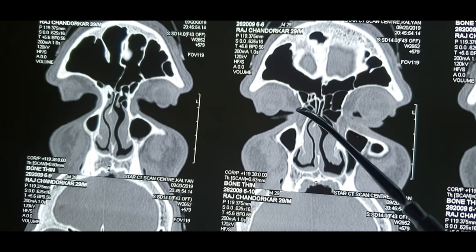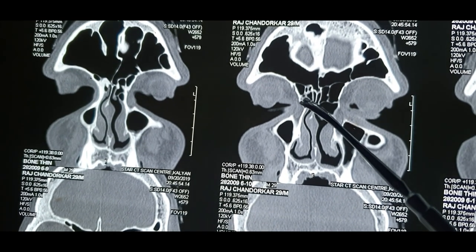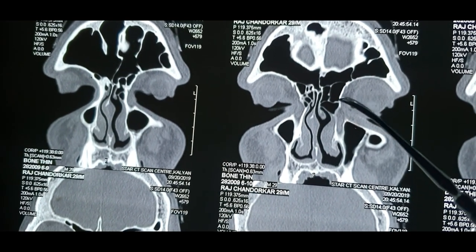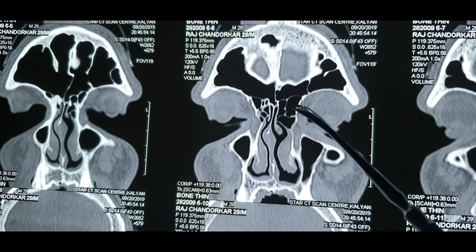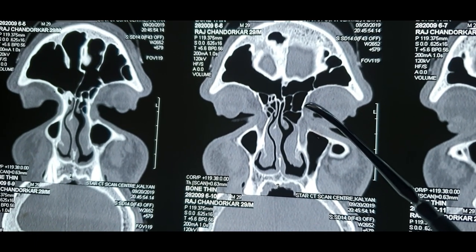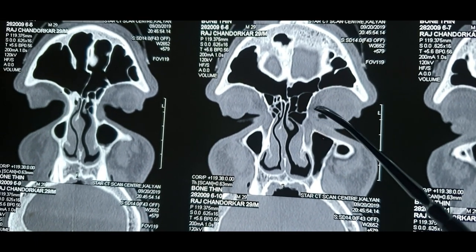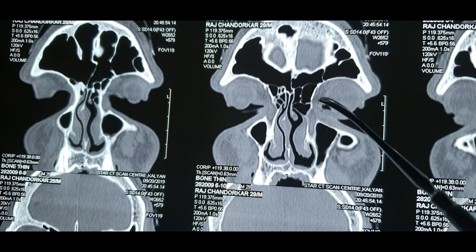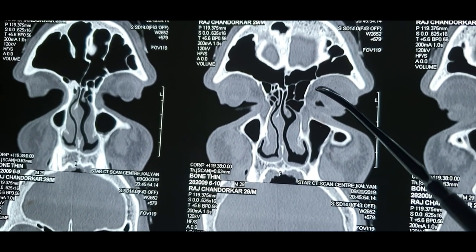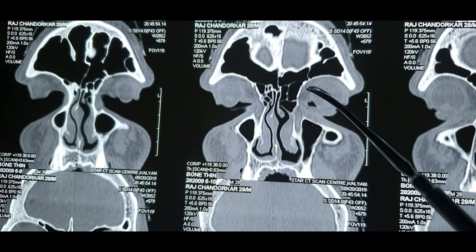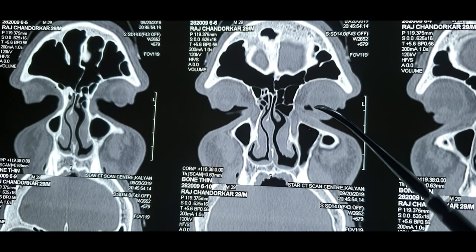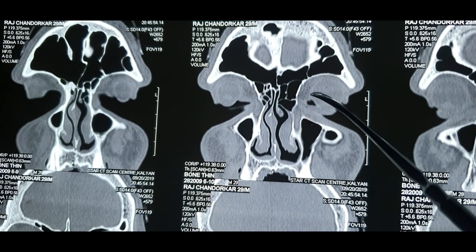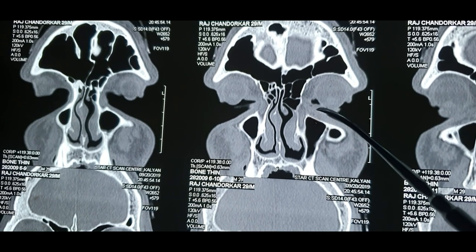This is the orbital fat region, and this bony covering is the lamina papyracea. Immediately lateral to the lamina papyracea is the fat layer, and lateral to the fat layer is the periorbita. So this is the orbit proper. This is the globe. So this is the entire orbital structure.